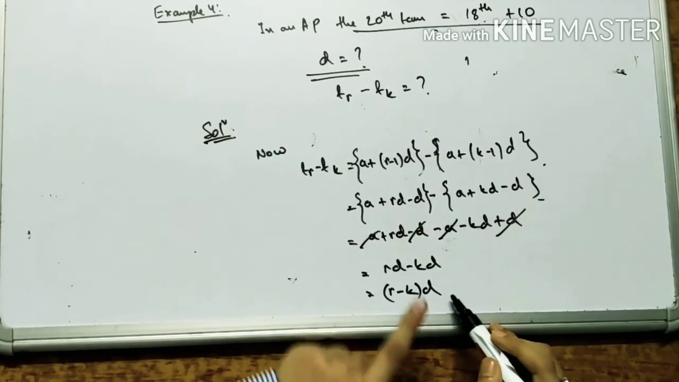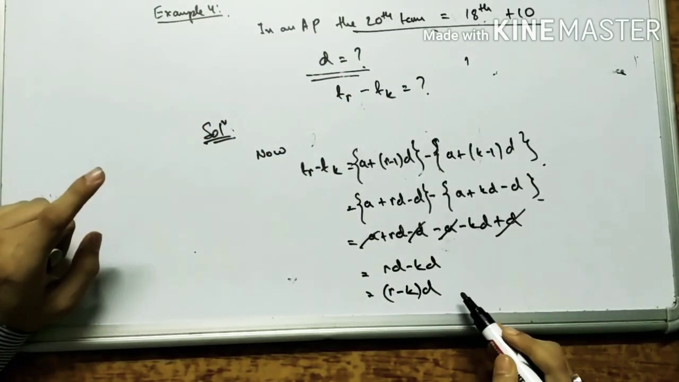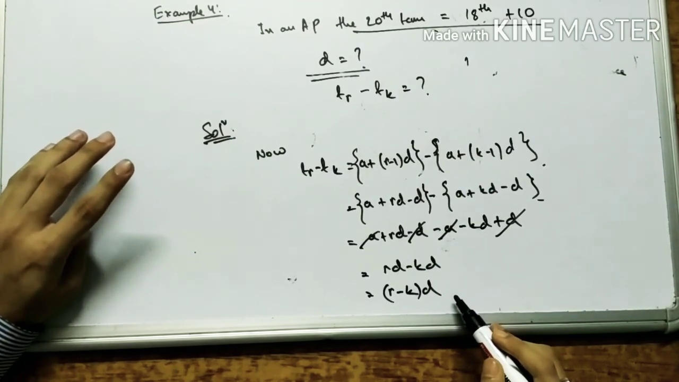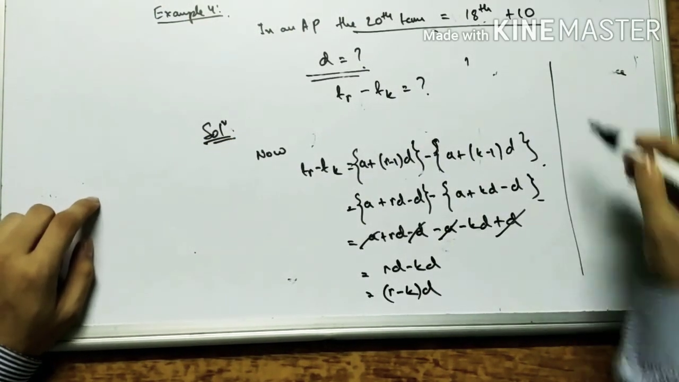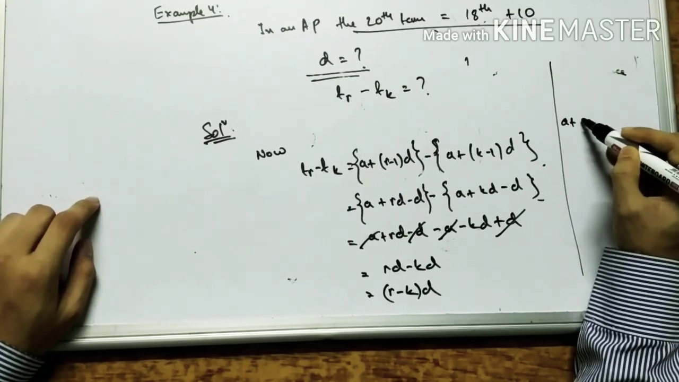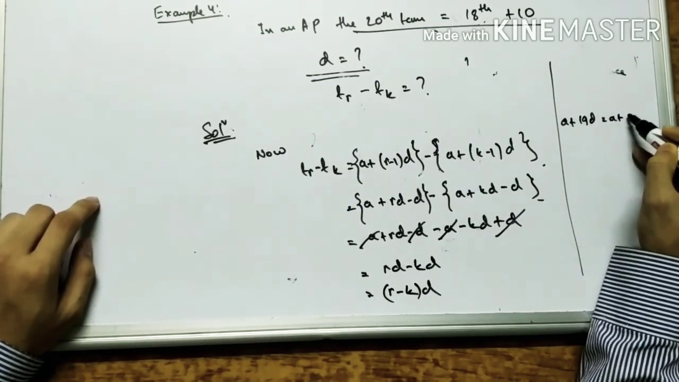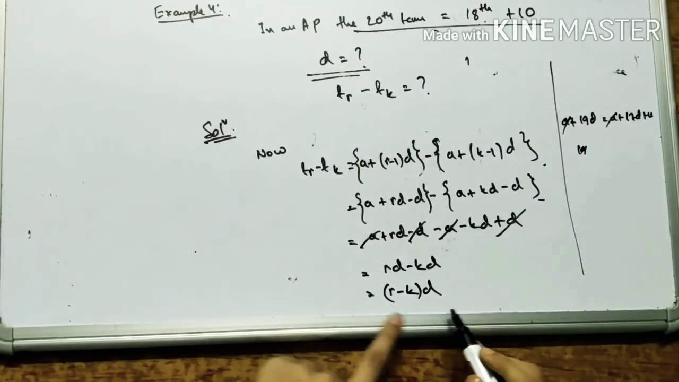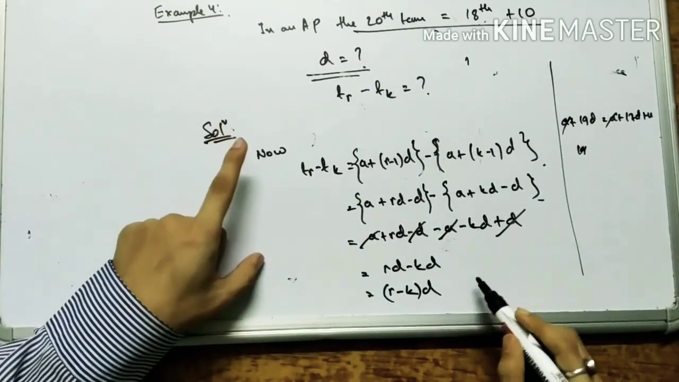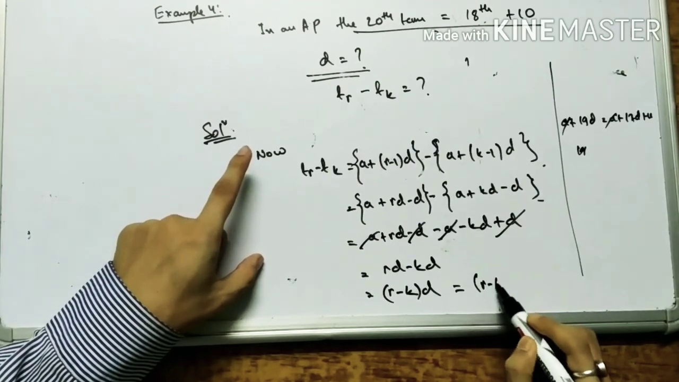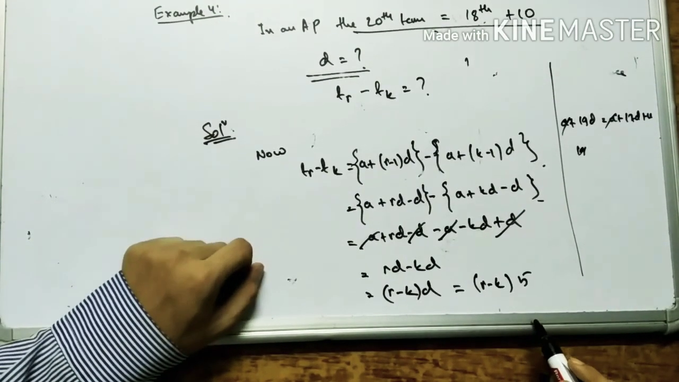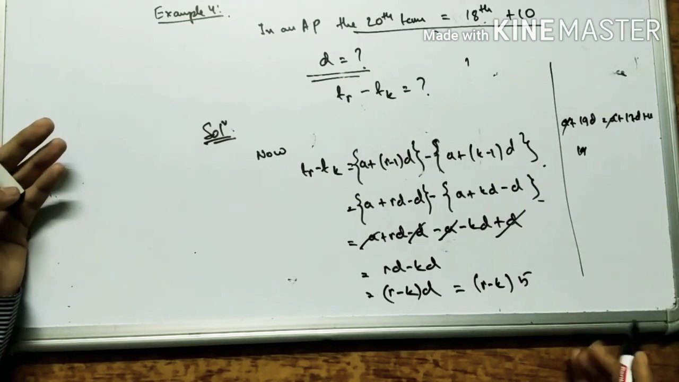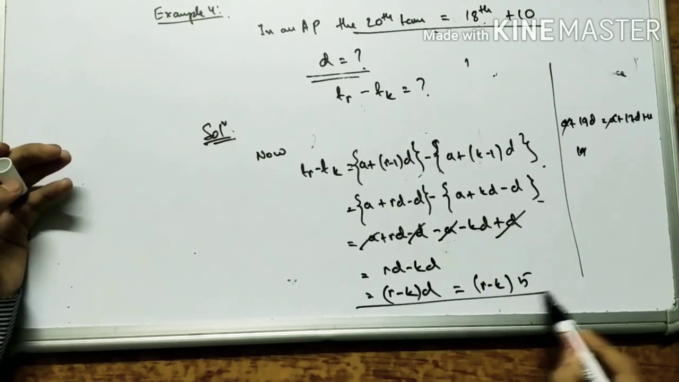Now the D value I have already got. What did I get? D value is 5. From A plus 19D equals A plus 17D plus 10, I got D equal to 5. Therefore I can write R minus K into 5. Understand? R minus K into 5, so this is your answer.